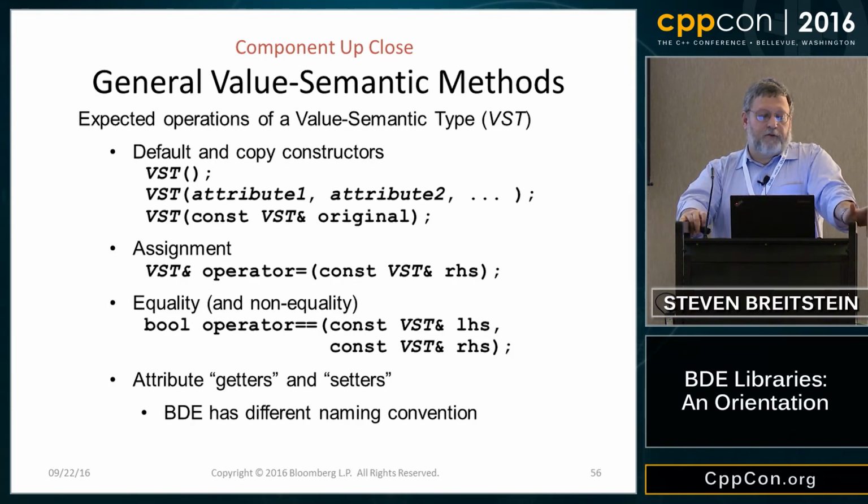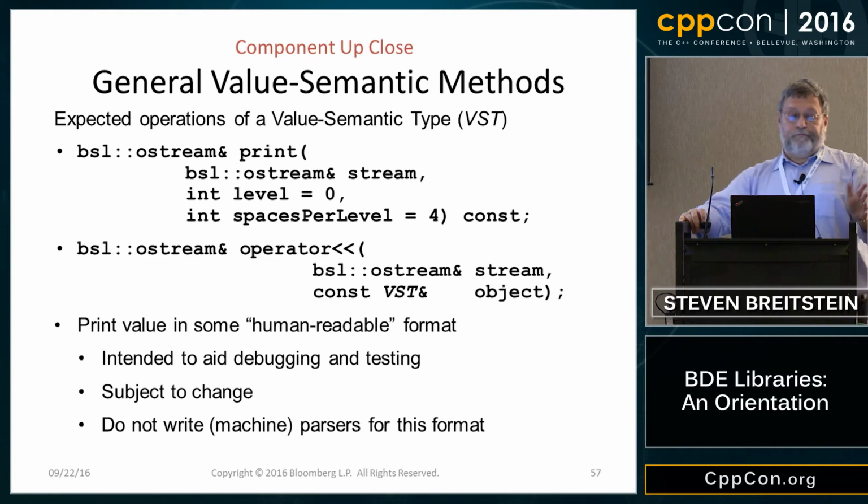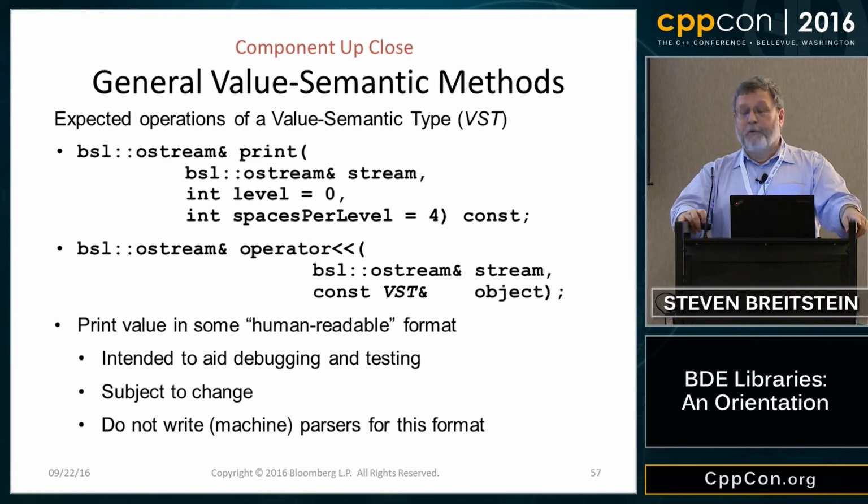Typically, you will find methods: default constructor, value constructor, where you can specify the attributes of the class to bring it into the state that you want, copy constructor. Okay, no surprises. Assignment, equal, of course, not equal, and getters or setters of different kinds, though we don't use that terminology. Okay, you'll also find a print method for these classes, so that this is there for debugging purposes and for testing purposes.